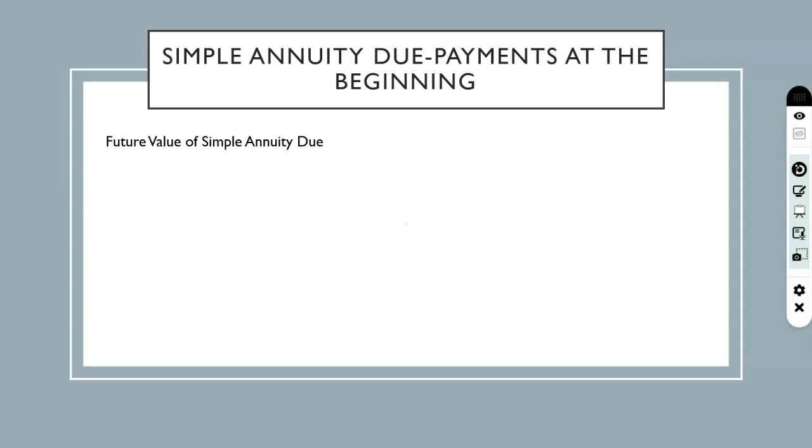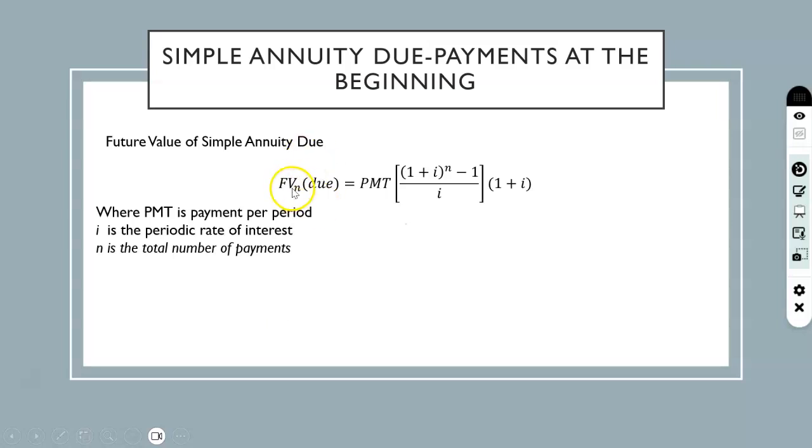To calculate the future value of a simple annuity due, we will use this formula. It is denoted by FV due and it is equal to PMT times (1 plus i) exponent n minus 1, over i, times (1 plus i), where PMT, i and n have their usual meaning.